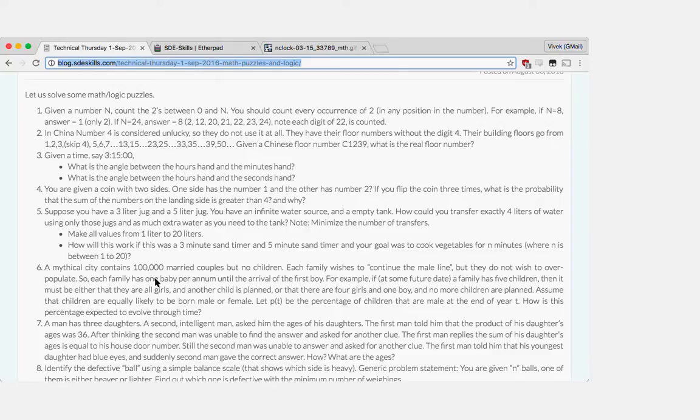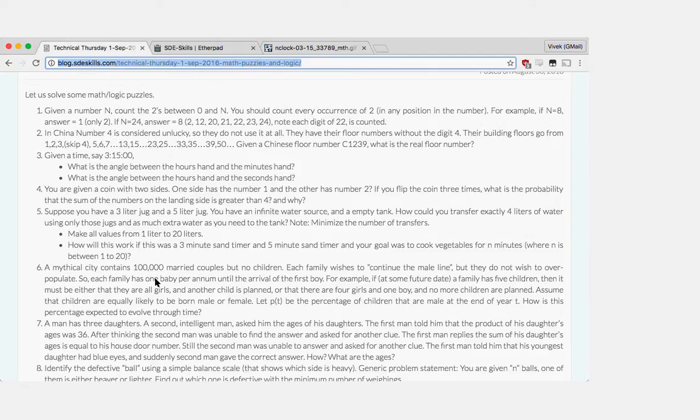But if they have a girl, they'll continue producing. So some families may have 6 girls and 1 boy, some families may have 4 girls and 1 boy, and some families may have 11 girls and no boys yet, and they'll continue producing next year. So after some time, what do you expect the percentage of male to female children to be? That's the question.